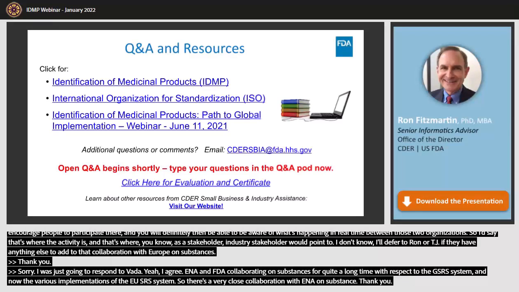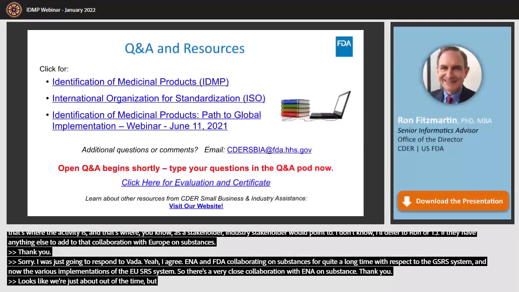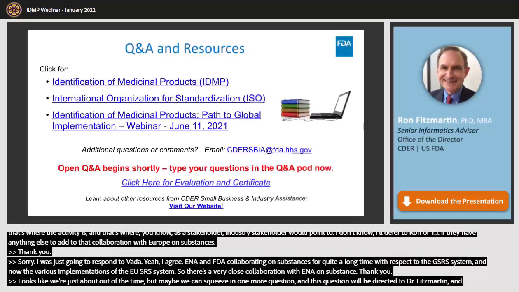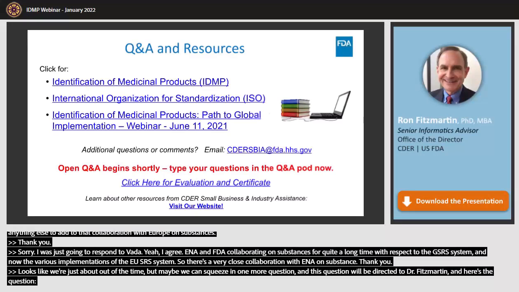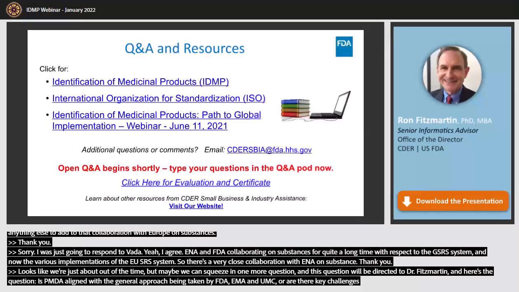Looks like we're just about out of time, but maybe we can squeeze in one more question, and this question will be directed to Dr. Fitzmartin. Here's the question: Is PMDA aligned with the general approach being taken by FDA, EMA, and UMC, or are there key challenges to harmonization based on differences of conceptual approach?